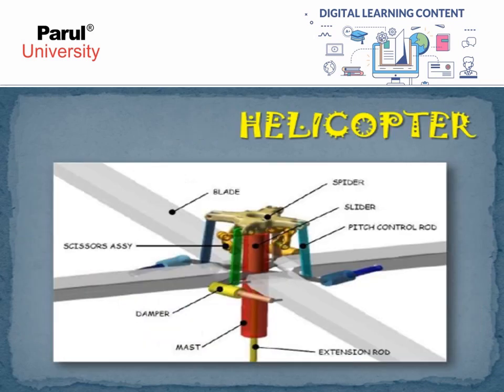Now comes the main rotor configuration. What is the main rotor configuration? This is the blade, this is the spider on top of the blades, then slider, then pitch control rod, then the mast, extension rod, damper and accessories assembly. This is the feature of the helicopter and its components, the main rotor components, right?